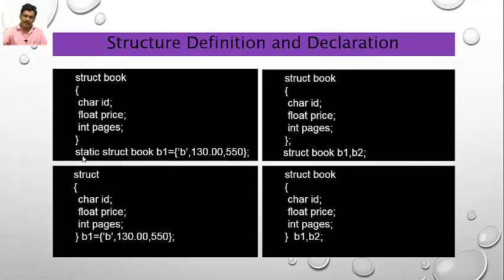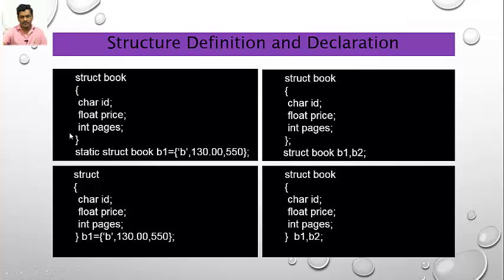In an array it is also the same; we use static to do initialization at the time of declaration. So here static struct book B1 equal to {'B', 130.00, 550}.